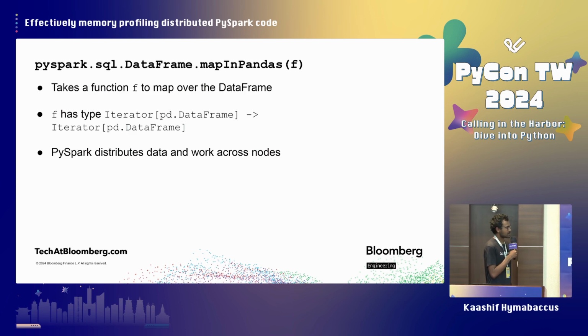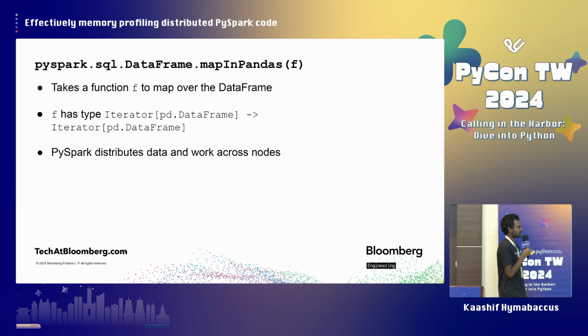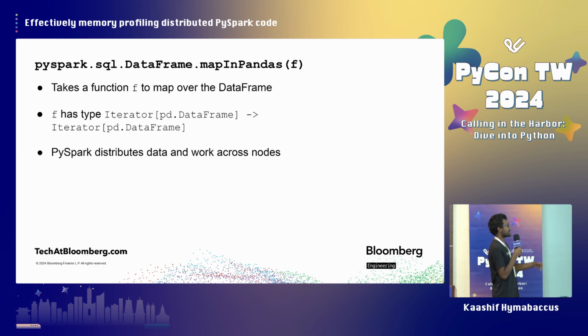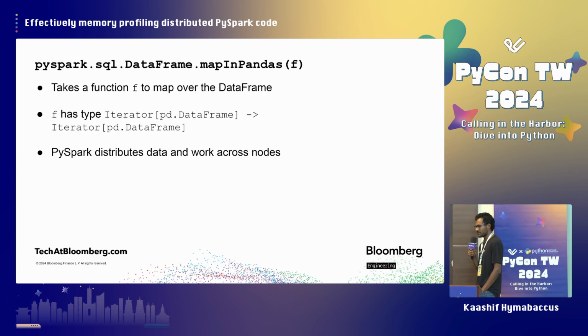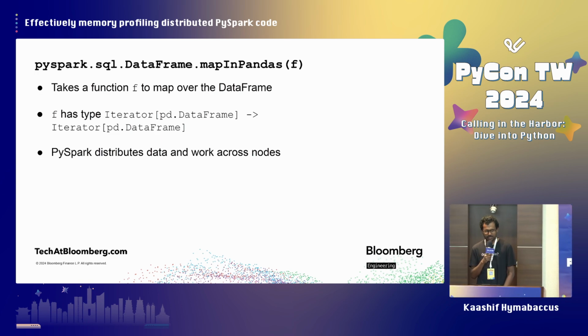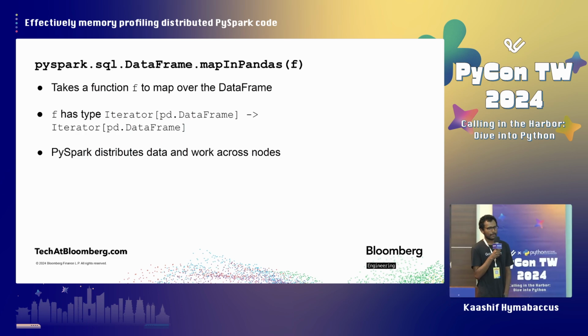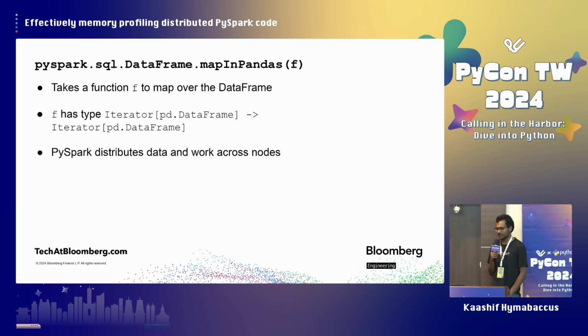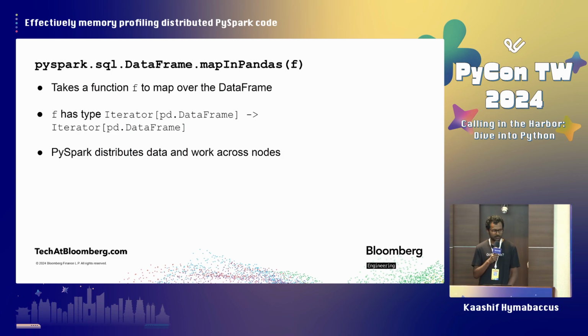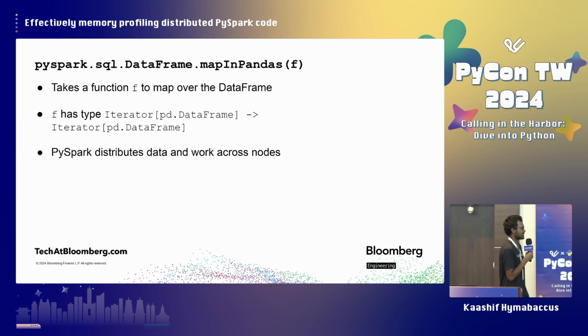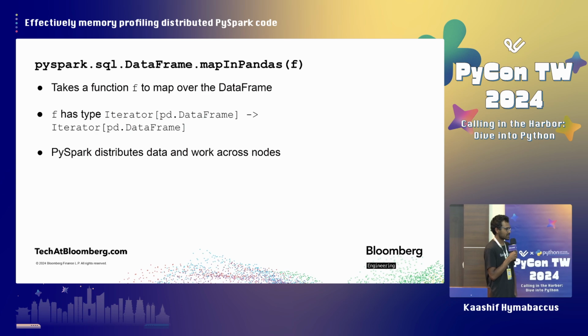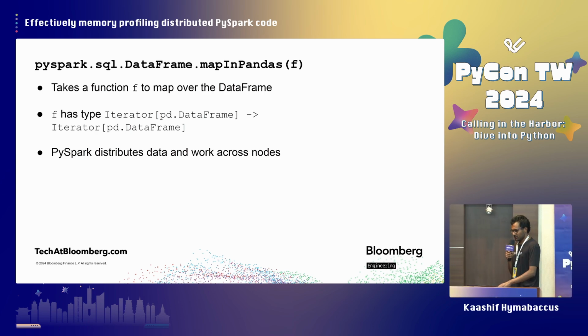So I mentioned map-in-pandas. What map-in-pandas does is it takes an iterator of data frames. You give it a function that takes an iterator of data frames and gives an iterator of data frames, and PySpark will take care of distributing the data and work across nodes. So this iterator of data frames that your function gets may not be the whole data frame. There are going to be multiple invocations of this function across multiple nodes and multiple Python workers. That's why this is distributed, and what we were doing before, i.e. converting to NumPy in the driver, is not distributed. These will run in the workers, and you can scale them horizontally.